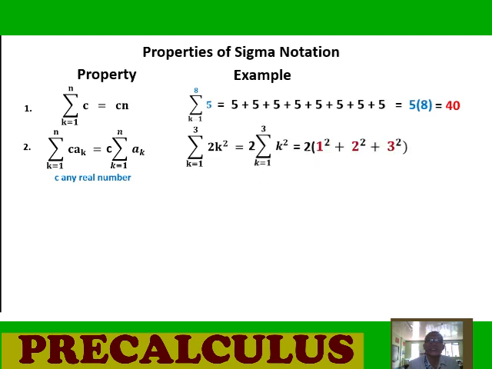And substitute k starting from 1 to 3. Simplify and multiply. So the summation is 28.